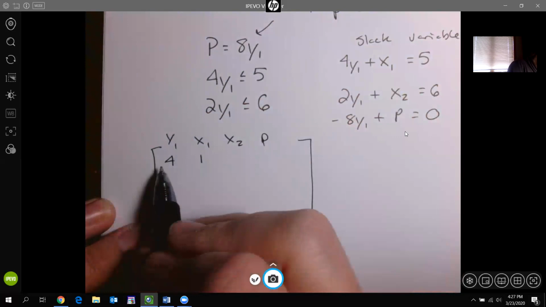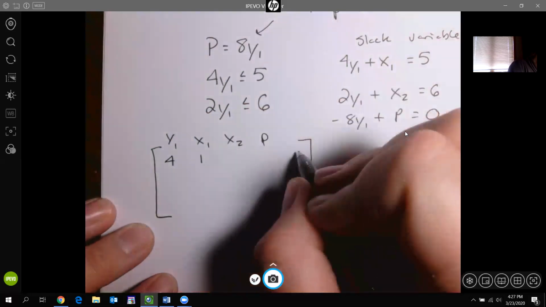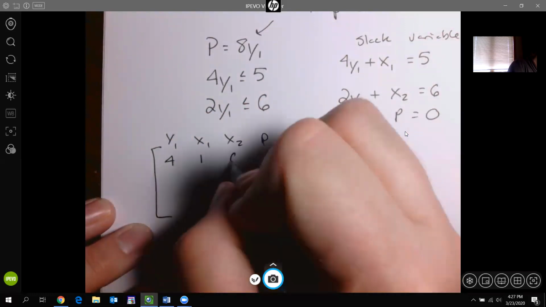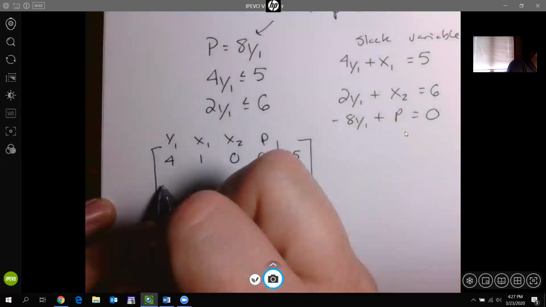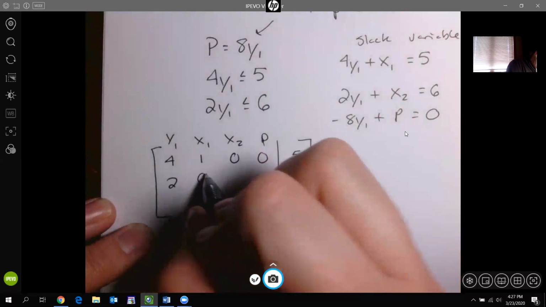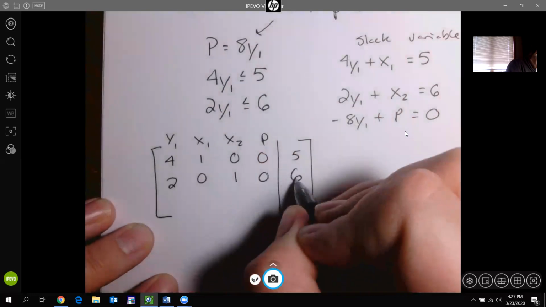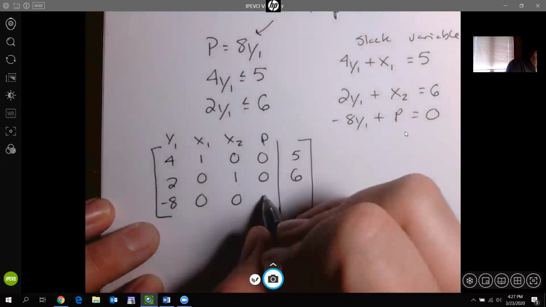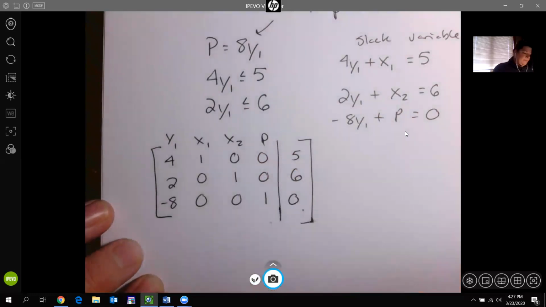So it'll go 4, 1 for this one, and the answer way over here would be a 5. Okay, and these would be zeros. Then this one will go 2, 0, 1, 0, 6. This one will go negative 8, 0, 0, 1, 0.